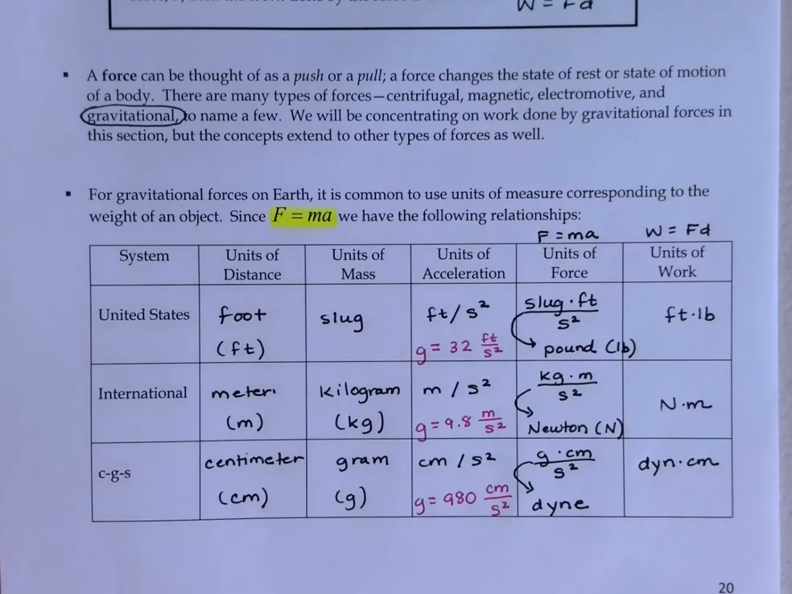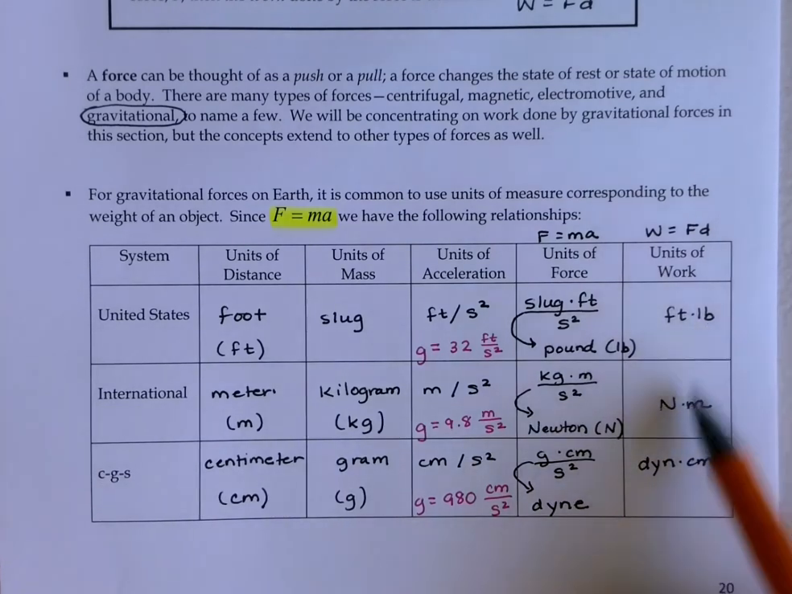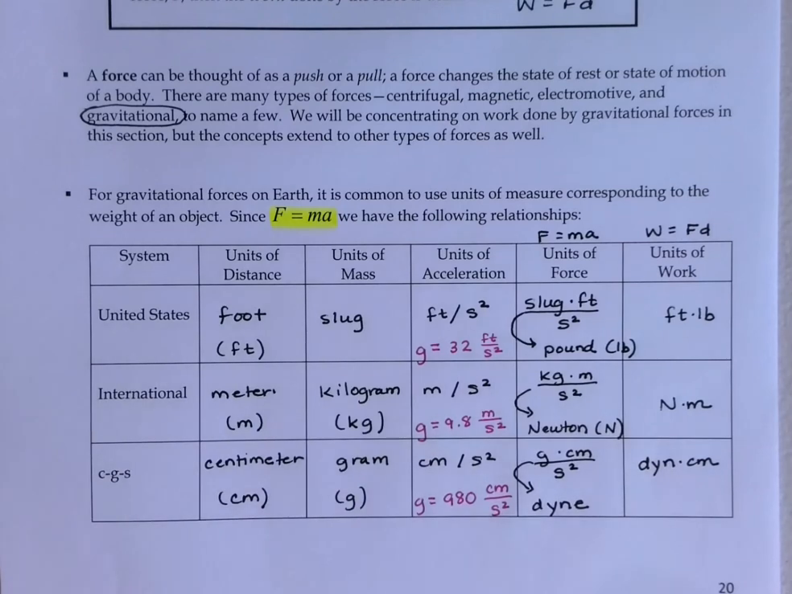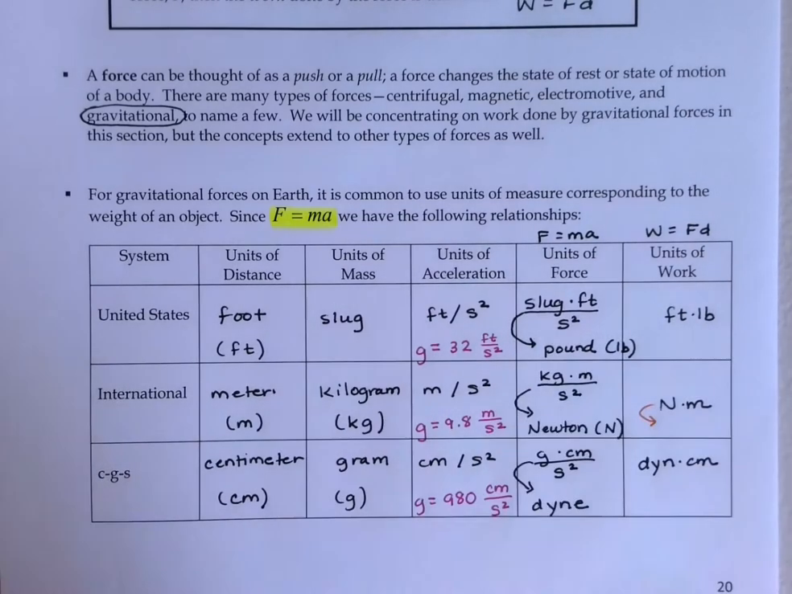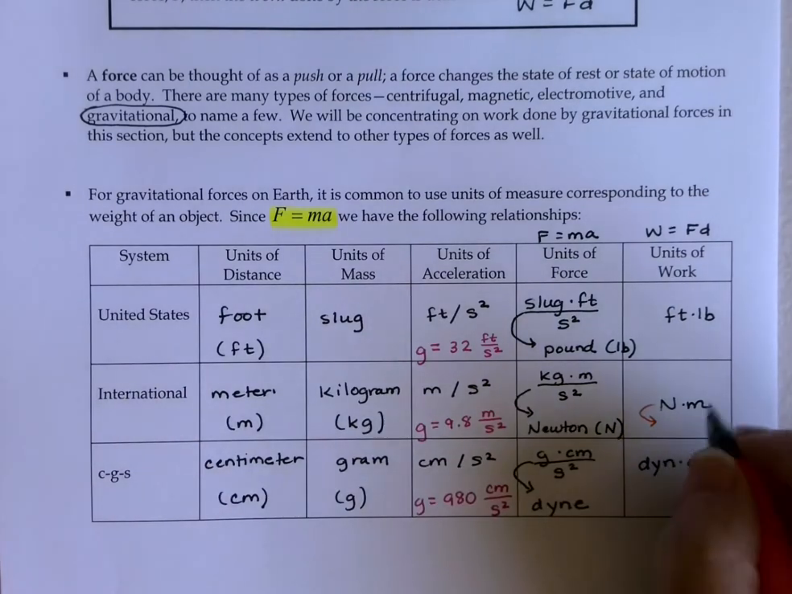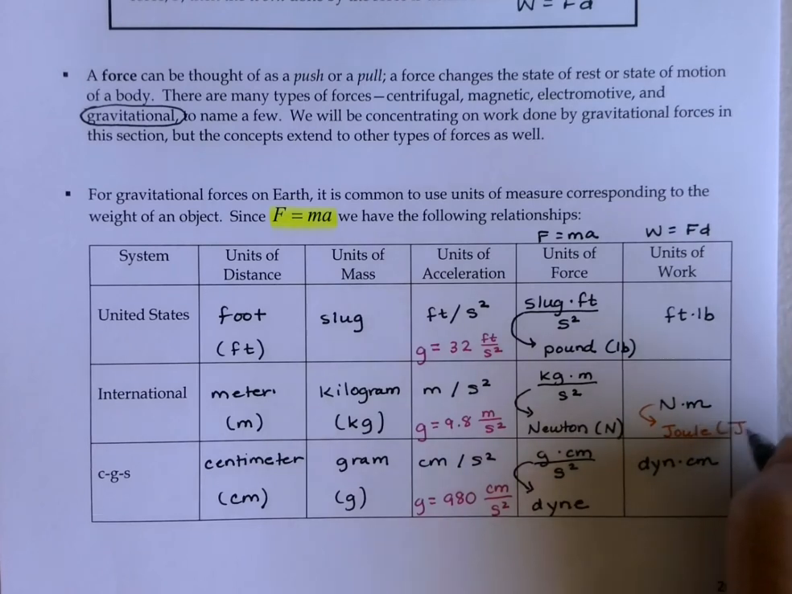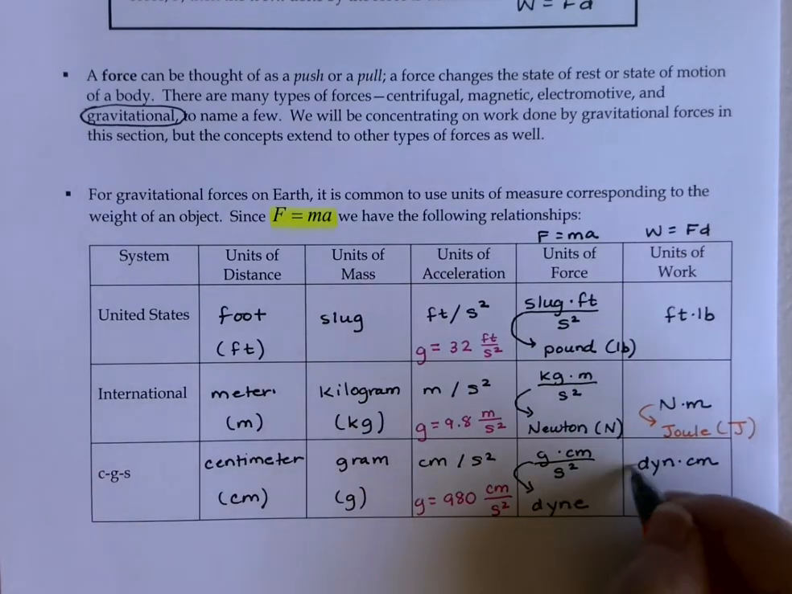All right, one last thing. Although it's very, very common to leave the units of work as foot-pounds, Newton meters, or dyne centimeters, there is one more renaming that sometimes occurs. You're not required to do this, but I'll just let you know in case you see it in future classes. The Newton meter is also sometimes renamed. It's also a joule. And the dyne centimeter also has another name. It's an erg.